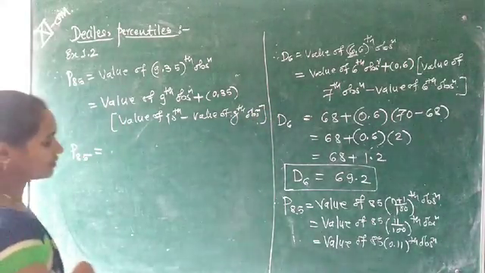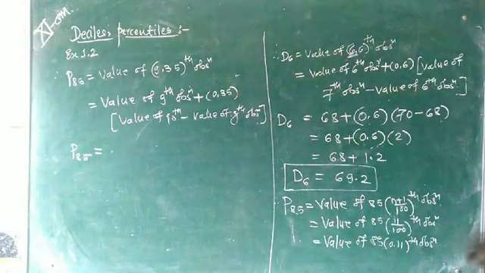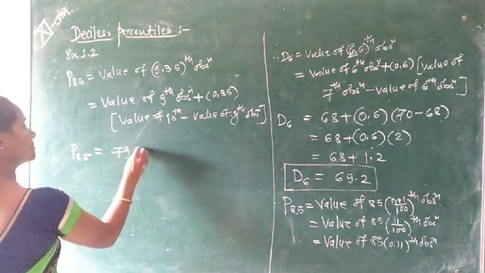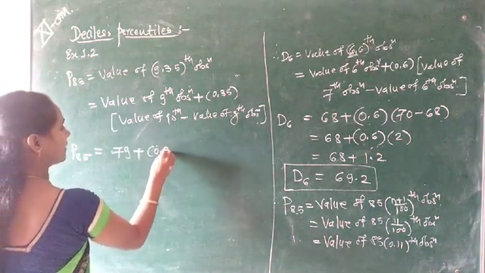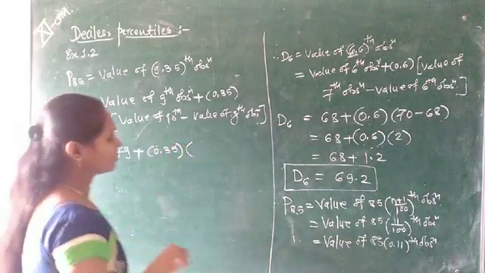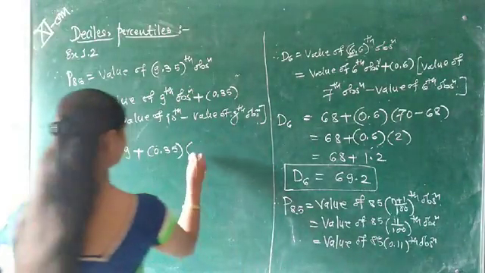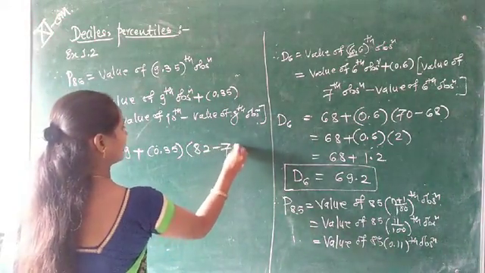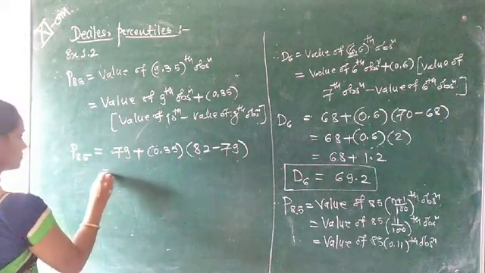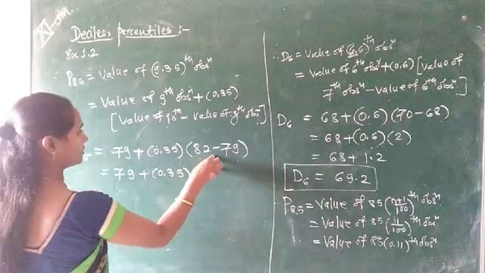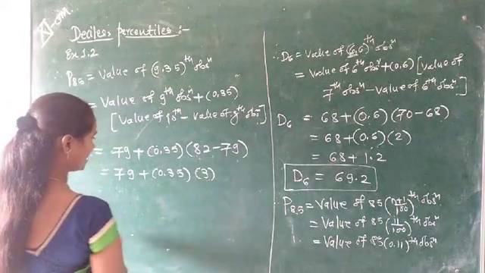Now see, the value of the 9th observation is 79, plus 0.35 into the next observation. The 10th observation is 82. So 79 plus 0.35 into 82 minus 79, hence it is 3.